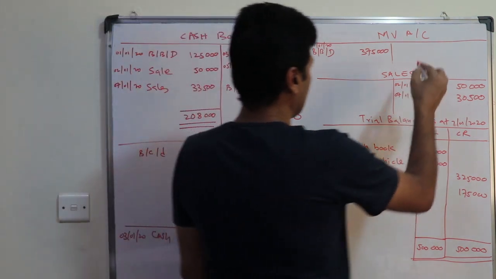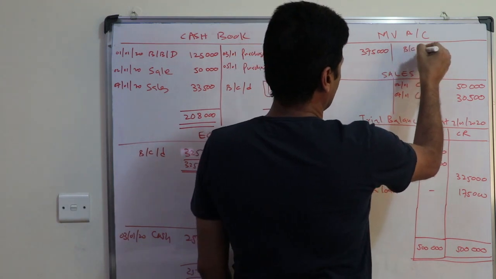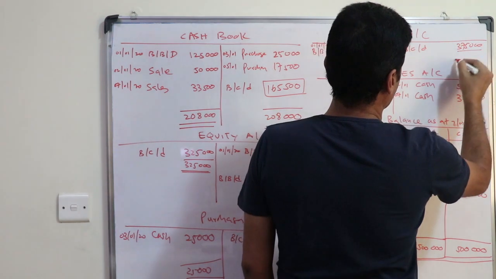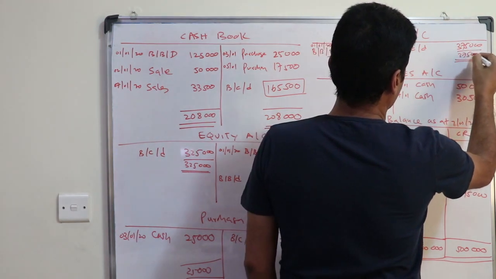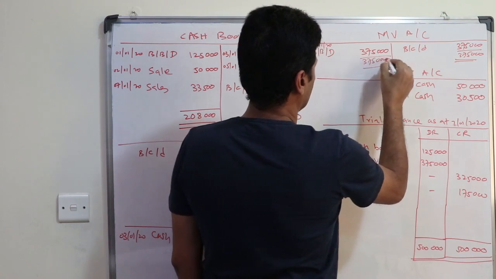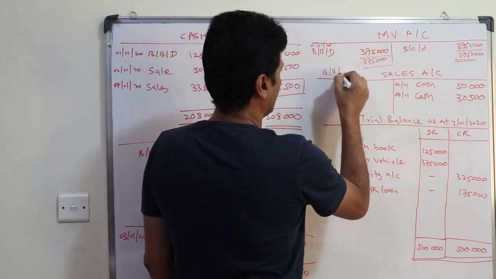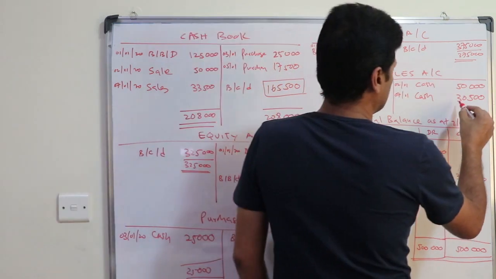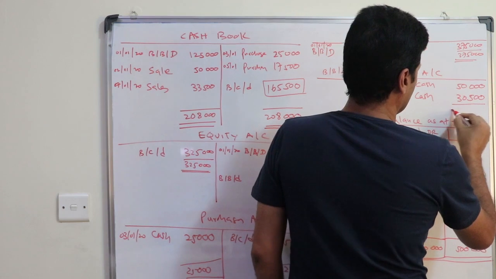Then the motor vehicle account also you have to carry it down, no? 375,000 and here 375,000. Balance brought down 375,000. Sales account, what is the total?